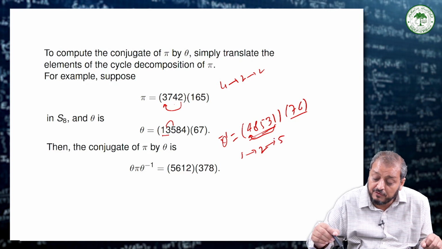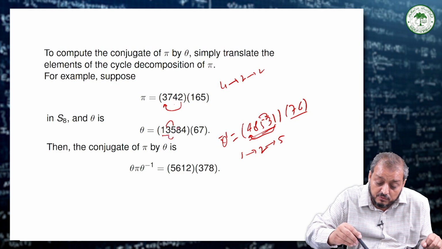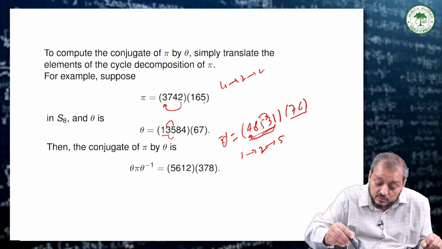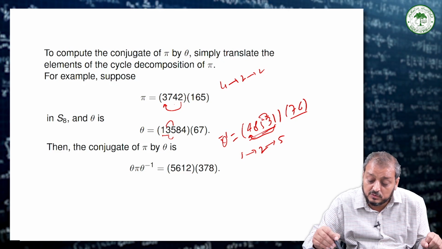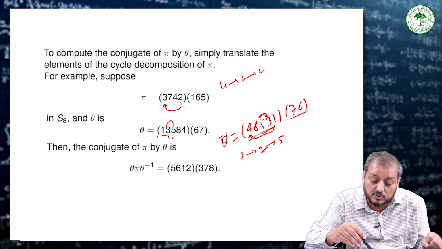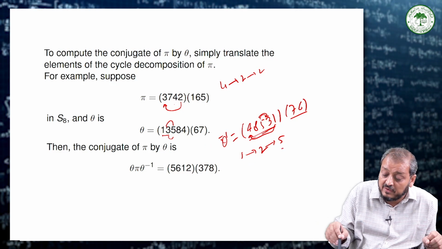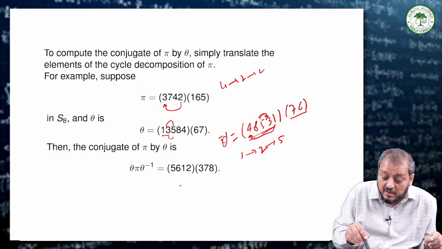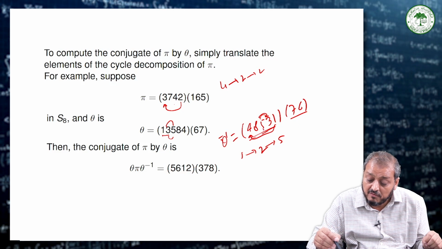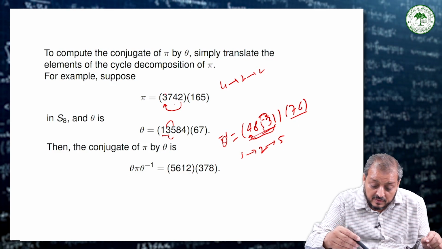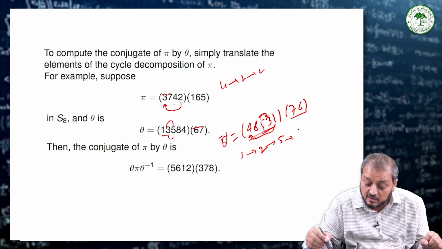Now 5 goes to 3, and then 3 goes to 5, and then we start again at 5, and 5 goes to 3, and then 3 goes to 5, and 5 goes to 1. So in this way we can write it in the form: 5 goes to 3, and then 3 goes to 7, and 7 goes to 6. So this is equal to 6.